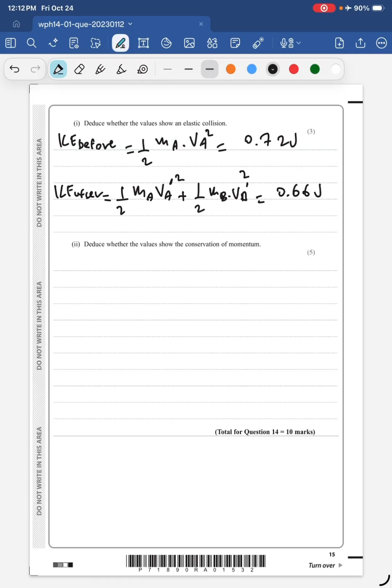The percentage difference between these two values is 0.72 minus 0.66 over 0.72 times 100. This is 8.3% of difference. So let's say it's not conserved. If the kinetic energy after was 0.71 joules, then you would be able to say that it is conserved, but with this large of a difference, let's say it is not conserved.